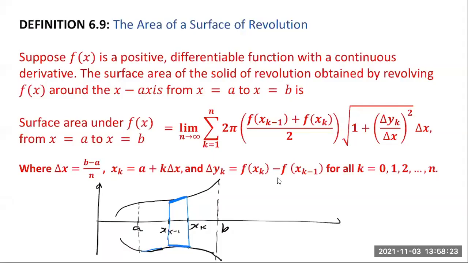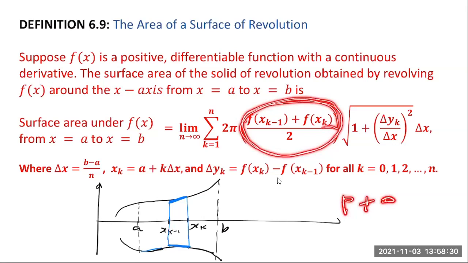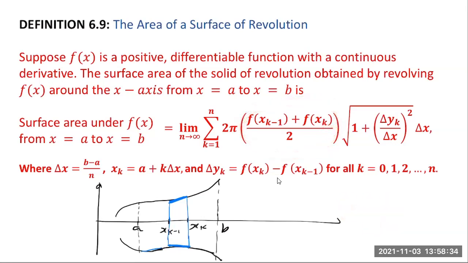So carefully look at it. This is actually the average radius of the frustum, that is p plus q over 2. That can clearly be seen here. And this is the slant length of the frustum. If you compute this slant length, you will see that it's going to be this quantity. All right, let's move on.